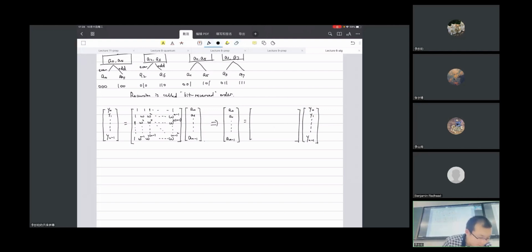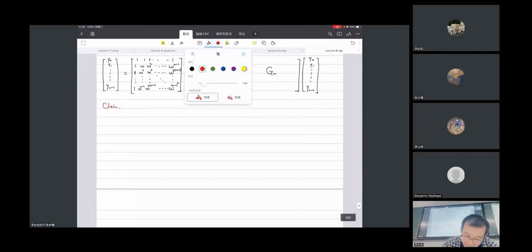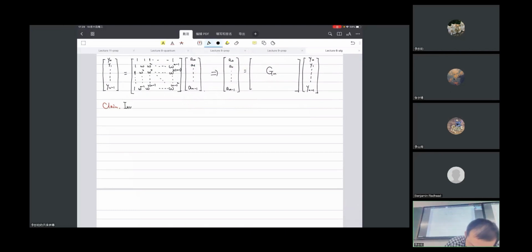So let me just write down the correct form of the Fn inverse here. Let's call it Gn. So a claim that we are going to make here is that the inverse of the Fourier matrix is given by the following formula. So Gn is 1 over n times this. The coefficients inside this matrix are going to get a little bit twisted. It's basically something like this.